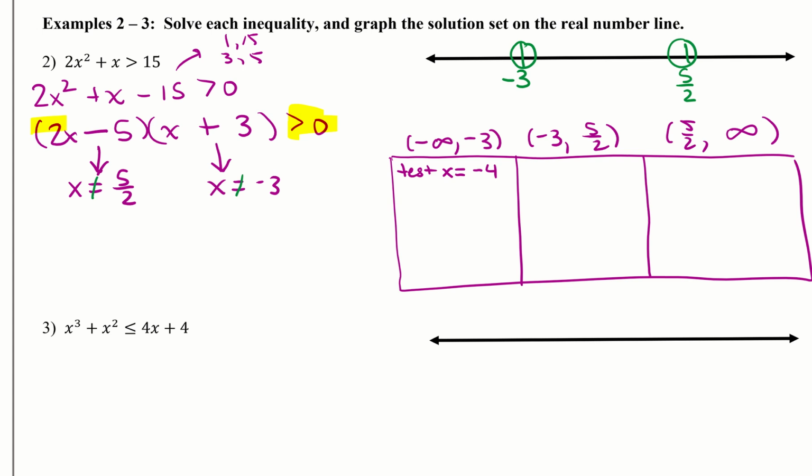I usually plug it into the factored form. I find it easier than simplifying. All I really care about is, when I plug those numbers in, do I get positives or negatives? I'm comparing to 0. If I plug -4 into the first factor, 2 times -4 minus 5, that's a negative. I don't care about the value of the number, just its sign. The next factor, -4 plus 3, is also a negative. A negative times a negative is a positive, and it is greater than 0, which is what we're looking for. So all of the values in this region are going to be part of my solution, because I'm looking for places where I'm larger than 0.